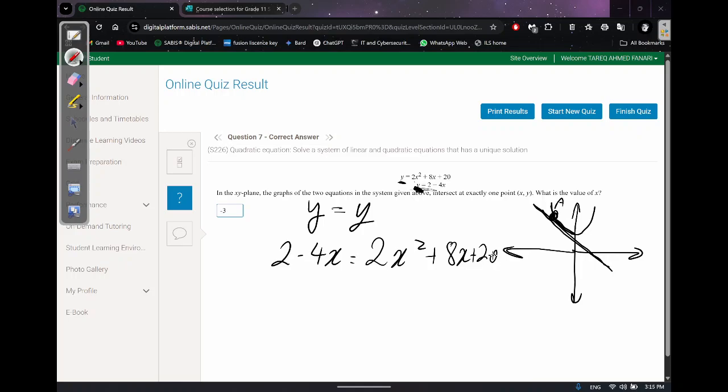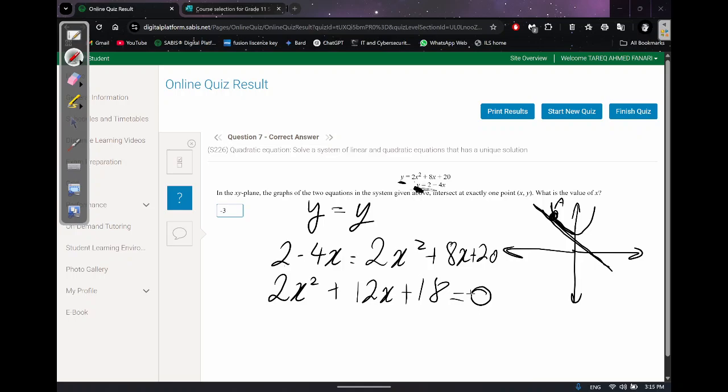So now we're gonna take everything to the other side and set it equal to 0. So it's gonna be 2x squared plus, take negative 4x to the other side, becomes positive. 8 plus 4 is 12x, sorry, 20, and then you take this to the other side, it's gonna be negative 2, 20 minus 2 is gonna be 18, and this all equals 0.